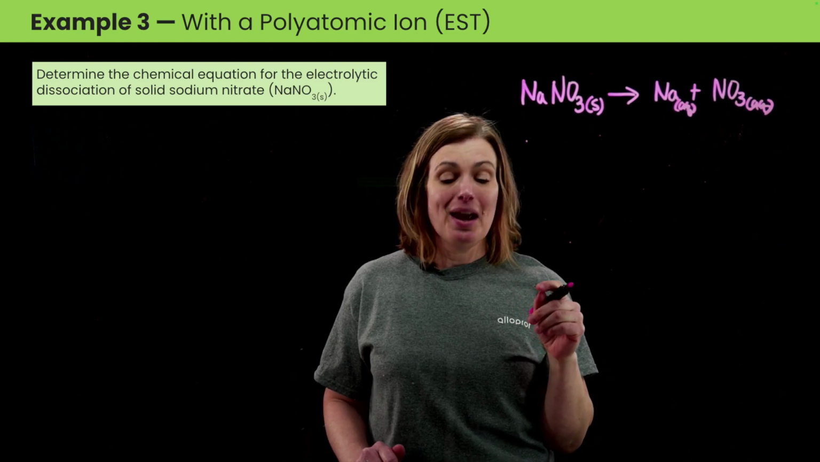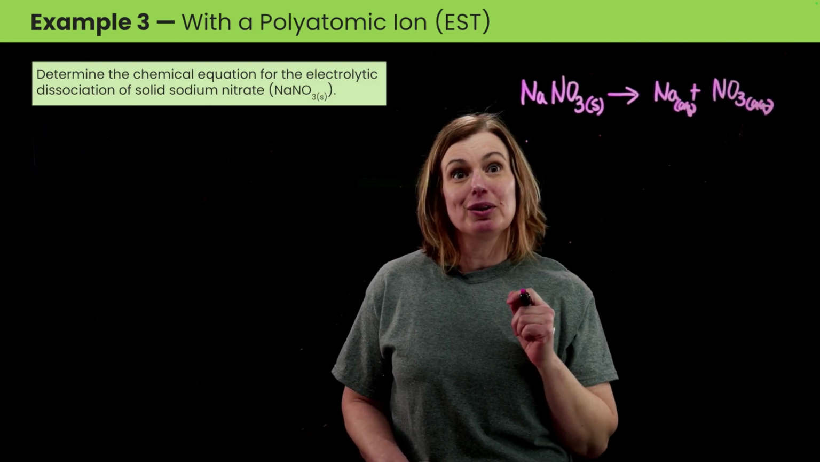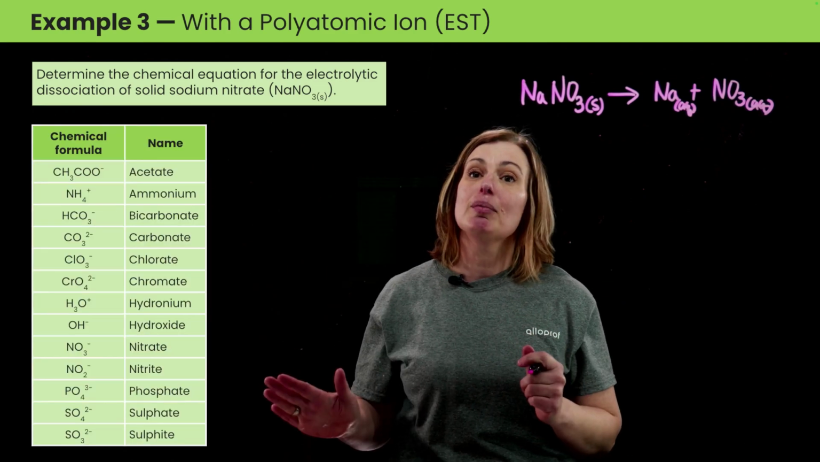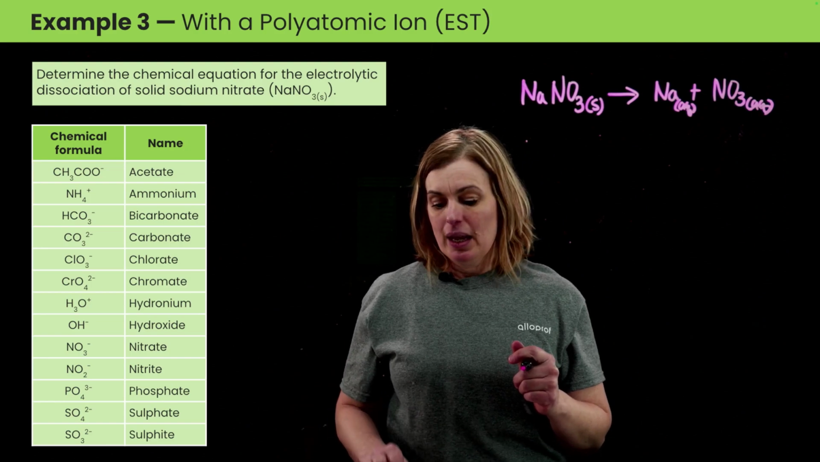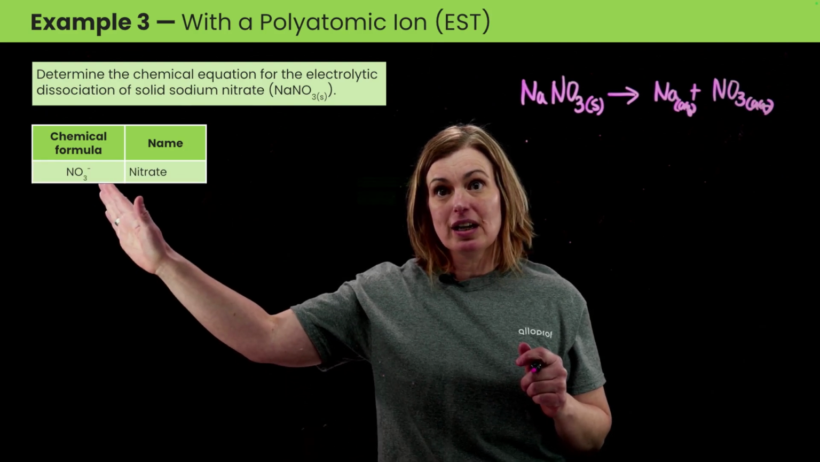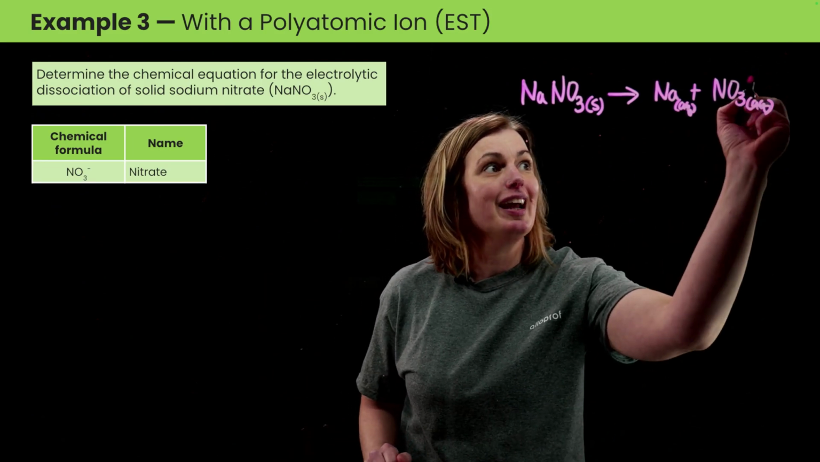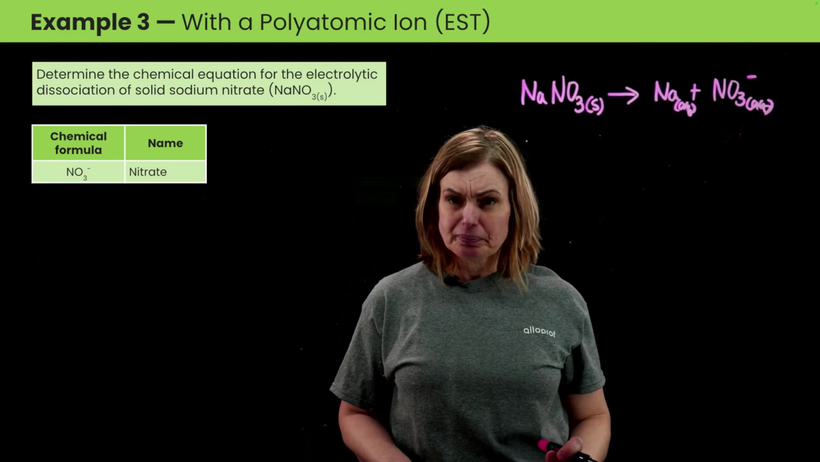And after that, I'm going to take a look. Because it's polyatomic, I actually get to look this up on a table. Your teacher may have provided you with one already. You can see here that some of the common polyatomic ions have been listed here. And the one that we're interested in, of course, is the nitrate. So it's got a -1 charge, as you can see, according to our table. So I'm just going to add that here to my ion.